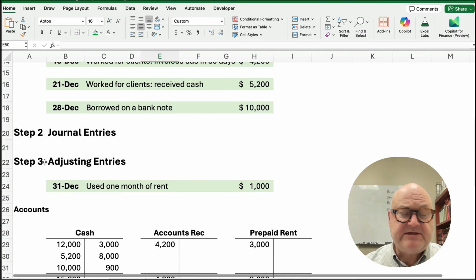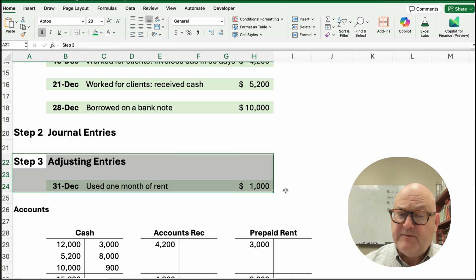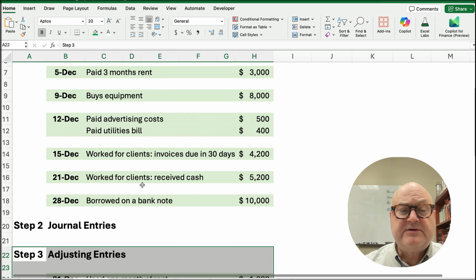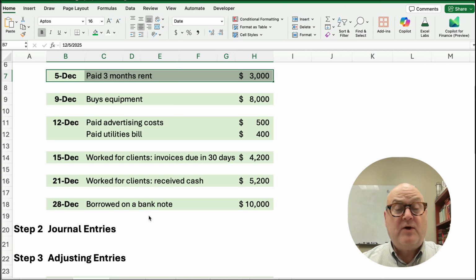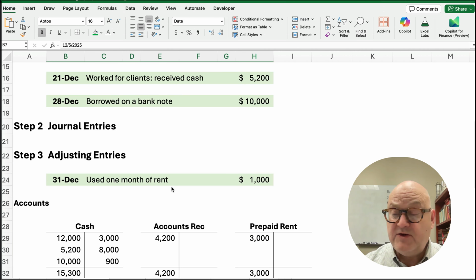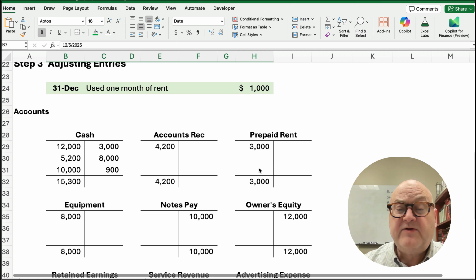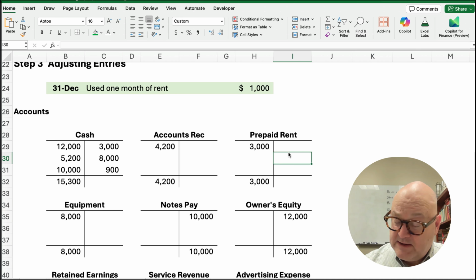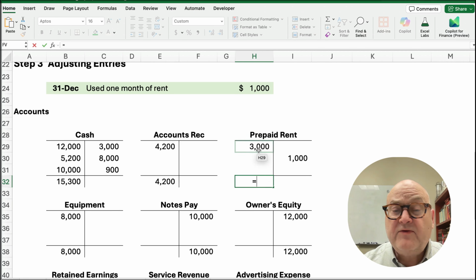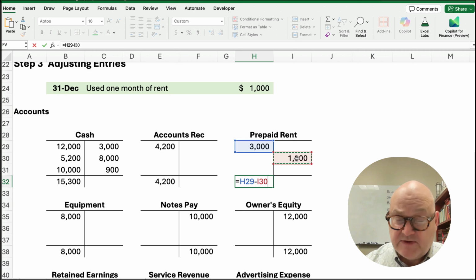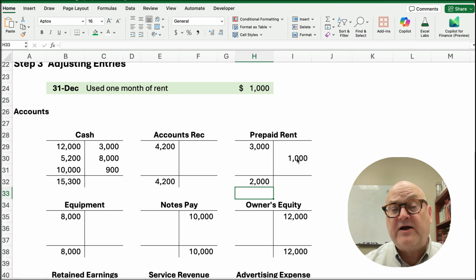Now, we have one adjusting entry, and let me show you what this means: over time things change. So you see we purchased rent at the beginning of December and we paid for 3 months, but after 1 month, 1 month of rent has been used up, so $3,000 divided by 3 months, it's $1,000 each month. So what we need to do is make an entry. We're going to say prepaid rent. We're going to reduce it by $1,000. So this prepaid rent now is going to be $3,000 minus $1,000. So it's going to be a $2,000 balance after our adjusting entry.